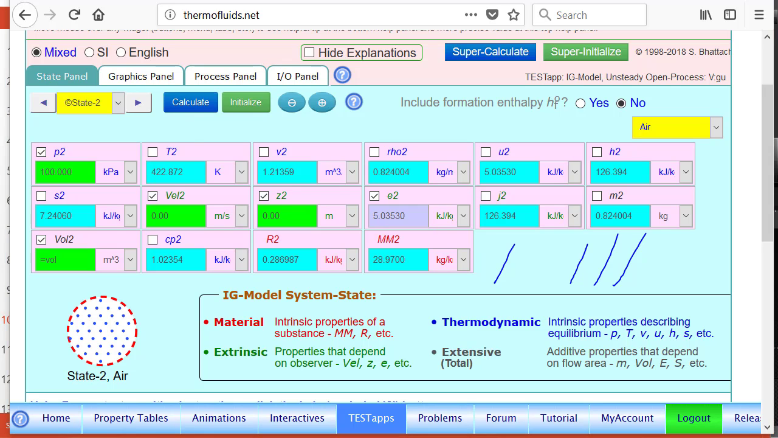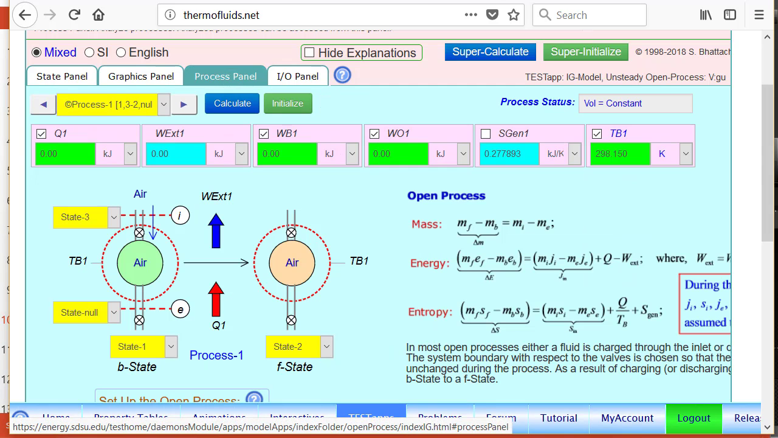As you can see, the final temperature is way higher than the temperature at which the flow went in, which was 30 degrees Celsius. It's now 149 degrees Celsius. How about the entropy generation? Come back to the process panel and you can see how much entropy has been generated as a result here.